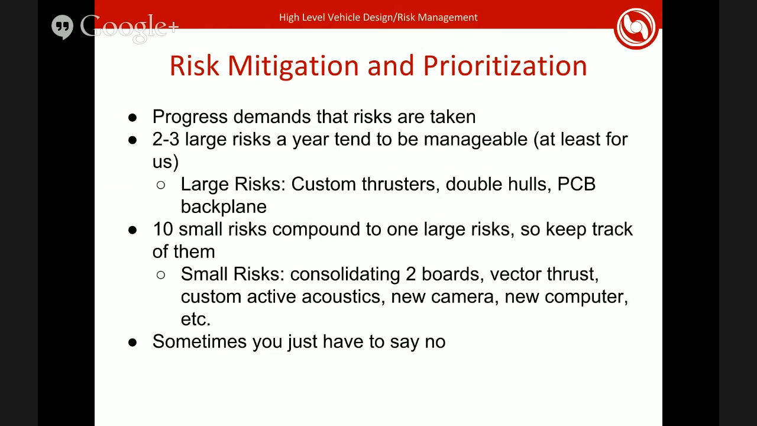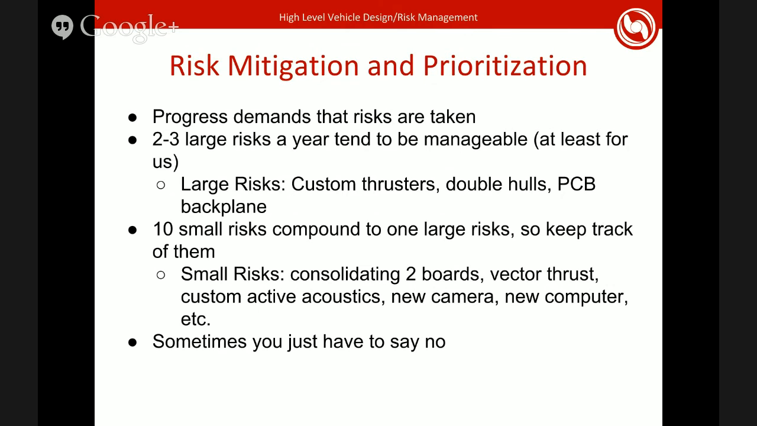So let's look a bit at risk mitigation and prioritization. Progress demands that risks are taken. I'm not going to deny that. If you want to get better at something, you're going to have to slowly take risks. For us, 2 to 3 large risks a year tend to be manageable. This is generally our rule of thumb. We take 2 or 3 major risks a year, and we try to dedicate as much time to them as possible.